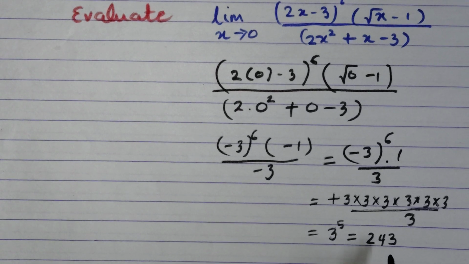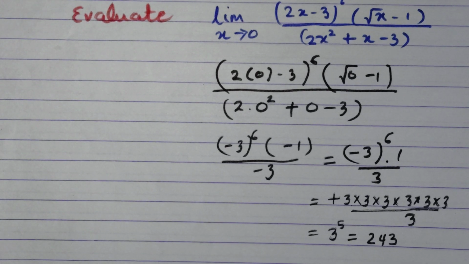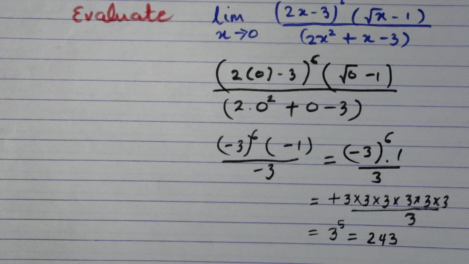So the answer of this question is 243. Sometimes we check whether an indeterminate term is available or not. Here, by plugging in the value x equal to 0, we get the answer. We have to check first, before solving the problem, whether the 0 by 0 form is available. If the 0 by 0 form is available, then we use some method, otherwise we directly get the answer.